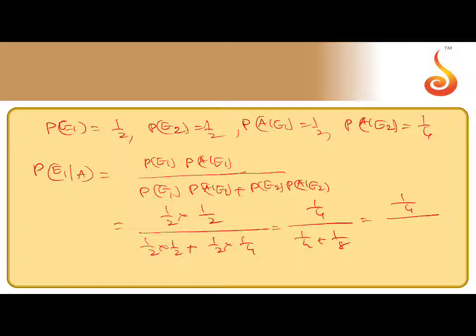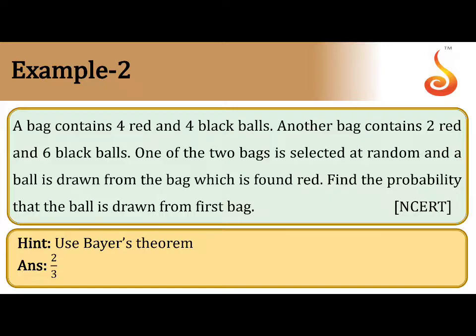Taking 8 as the LCM, this becomes 2 plus 1. So finally 1 by 4 into 8 by 3, and 4 into 2 gives the answer 2 by 3. So the probability that the red ball is drawn from bag 1 is 2 by 3, the right answer for this one. Let us check the answer: 2 by 3 is the answer.